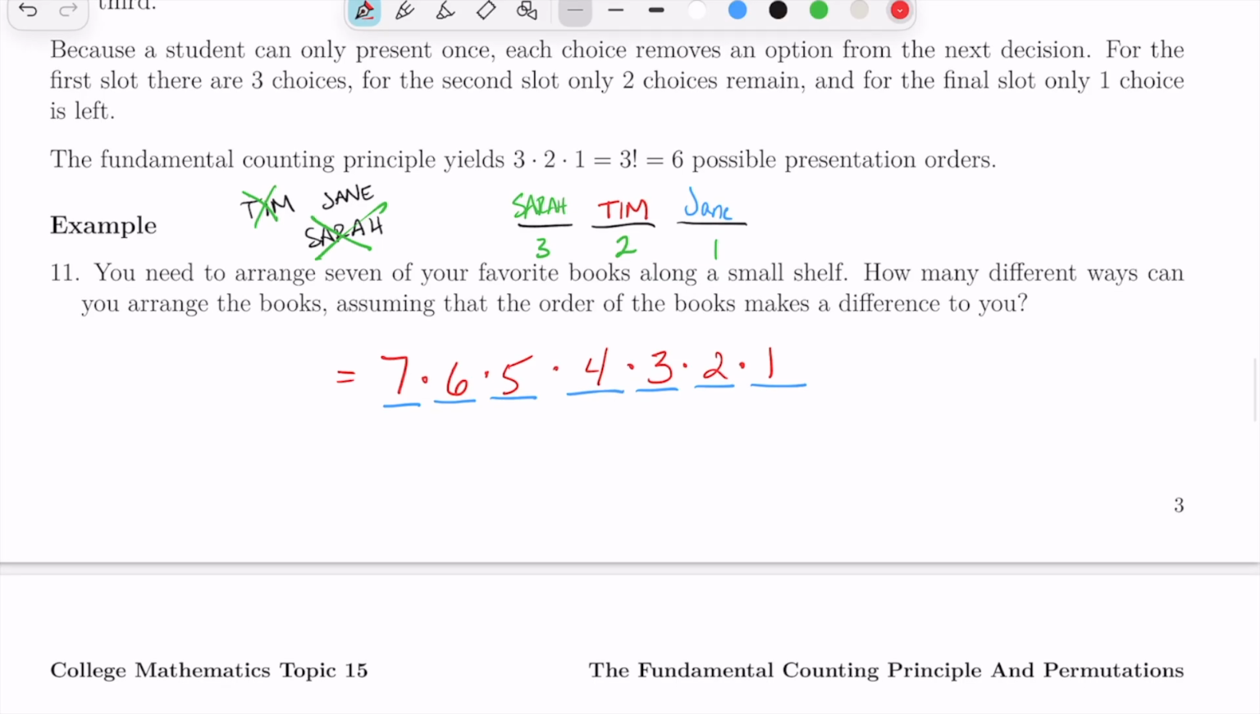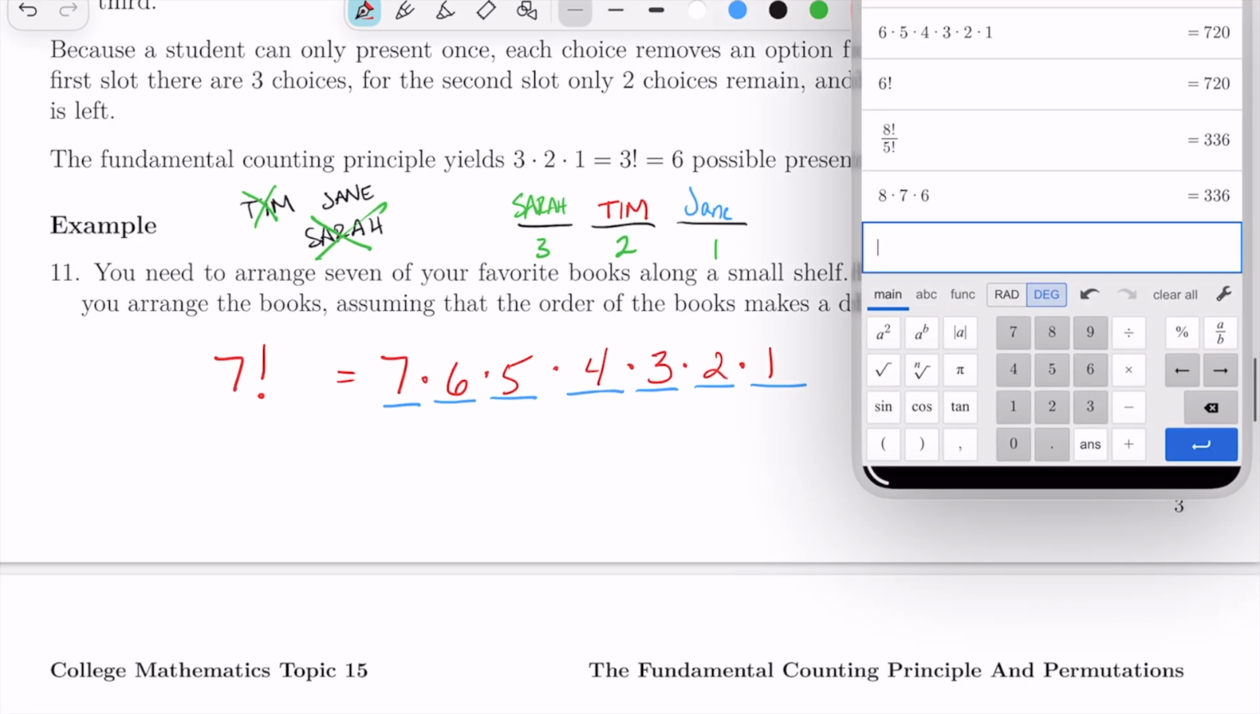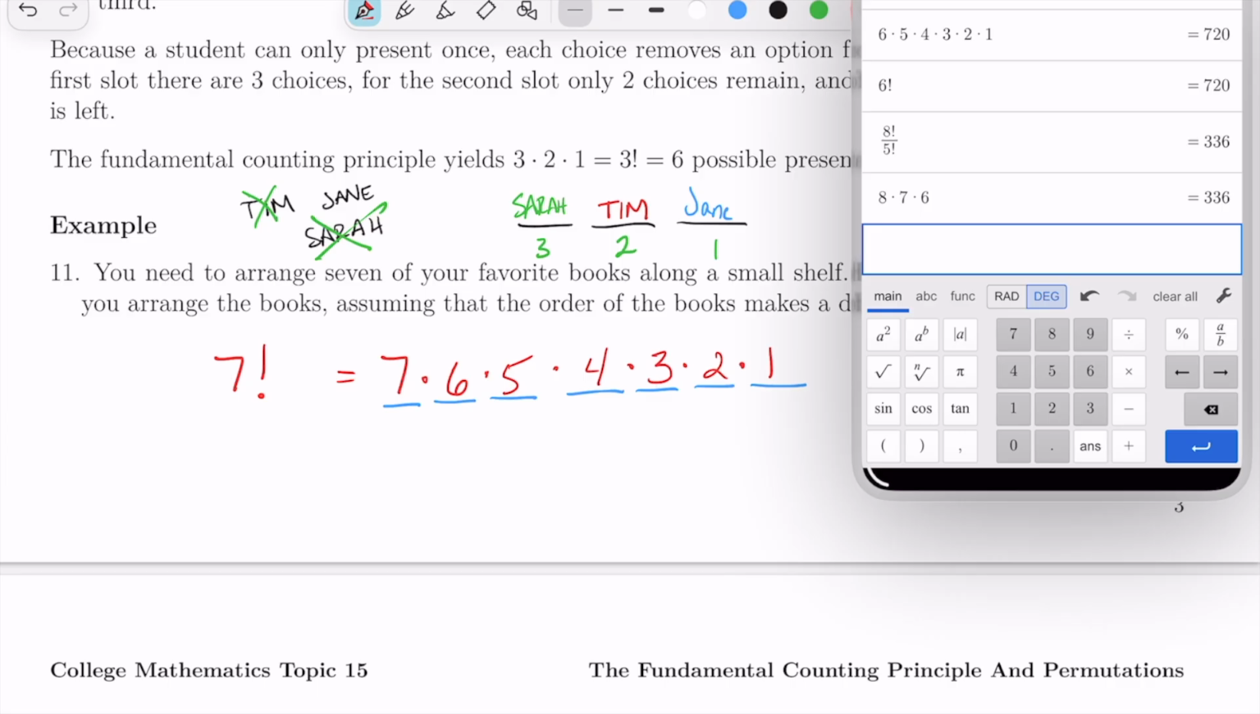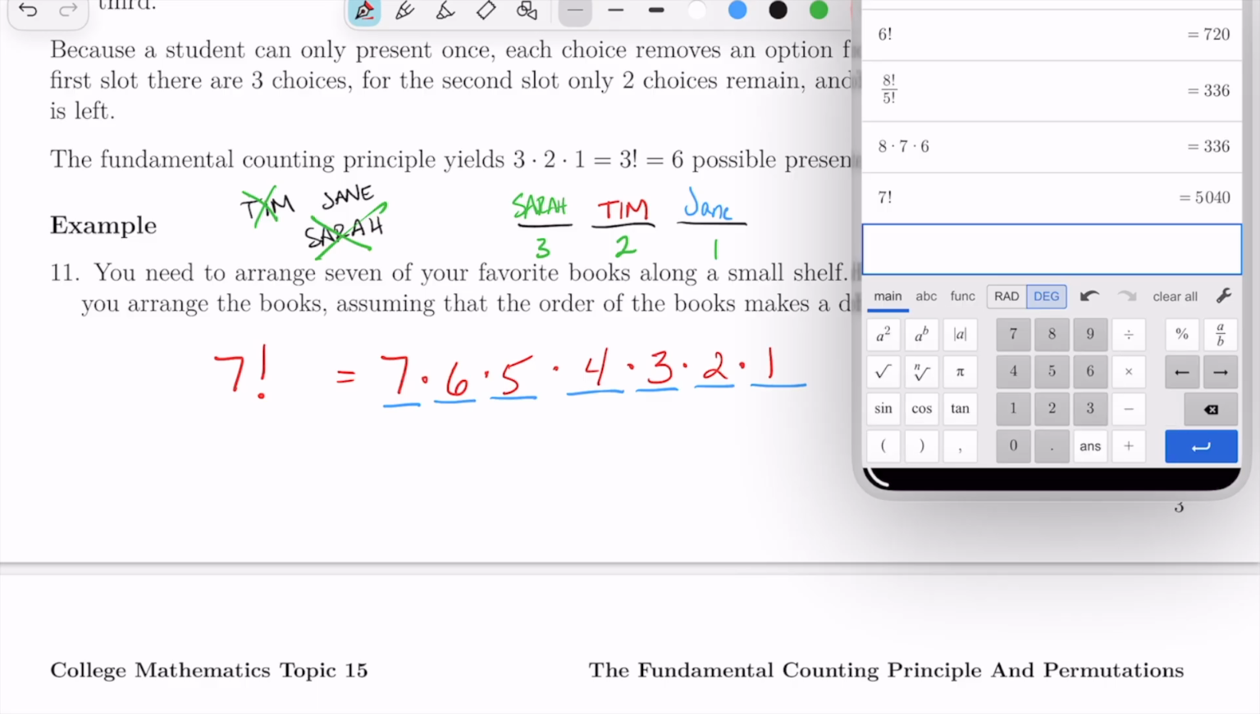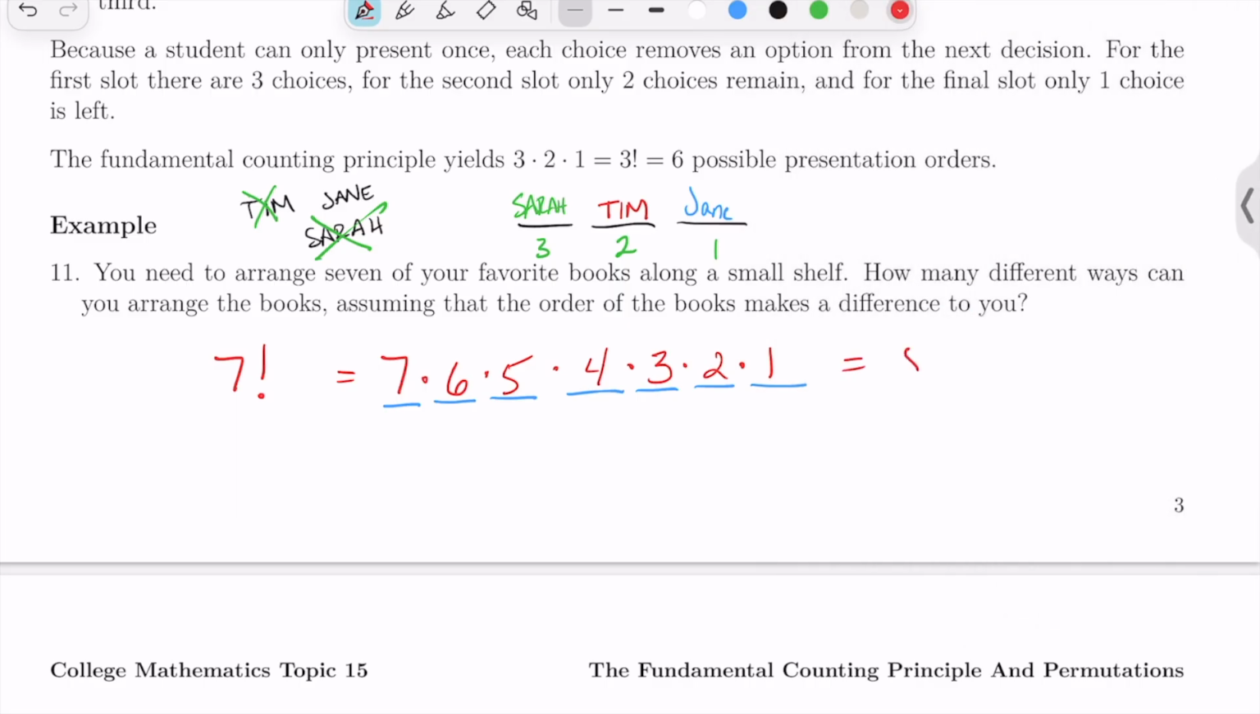Now, we could have shortened this down by saying 7 factorial, 7 exclamation point. But a lot of people would rather write it like this, where we do 7 factorial and write 5040. Don't forget, that is the same as doing 7 times 6 times 5 times 4 times 3 times 2 times 1. So there's 5040 possible ways that you could arrange these books.